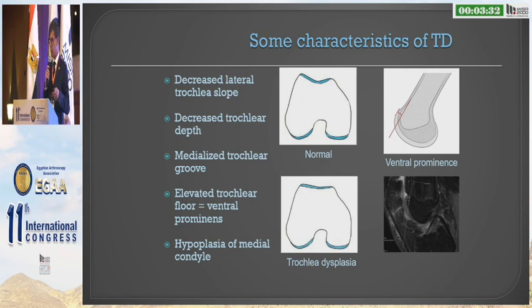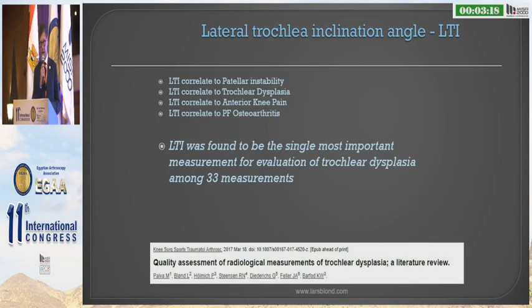The ventral prominence is on cartilage. It's actually the same as the trochlear bump, but the trochlear bump is on bone. And then there can be medial hypoplasia of the condyle. The lateral trochlear inclination angle, we did a study and found out that among 33 measurements, this seems to be the most important measure for evaluation of trochlear dysplasia.